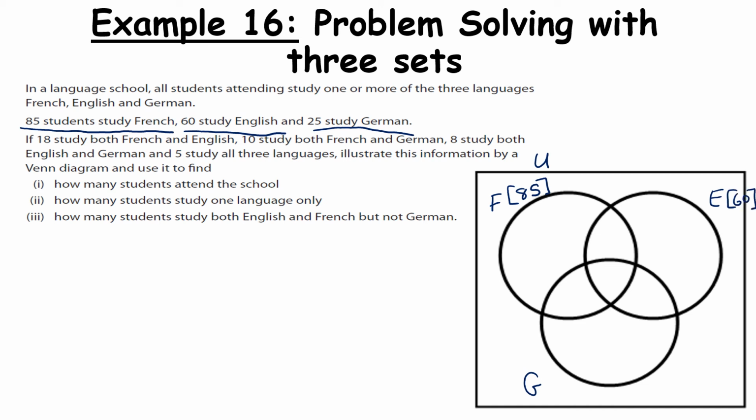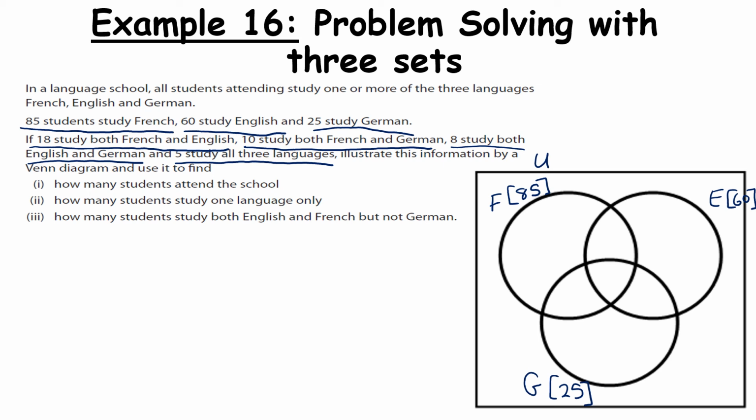I know the whole circle should add to this, but I need more of a breakdown on the sections. So if 18 study both French and English, and 10 study both French and German, 8 study both English and German, and 5 study all 3 languages. Illustrate this on a Venn diagram. Remember, we always start from the innermost part.